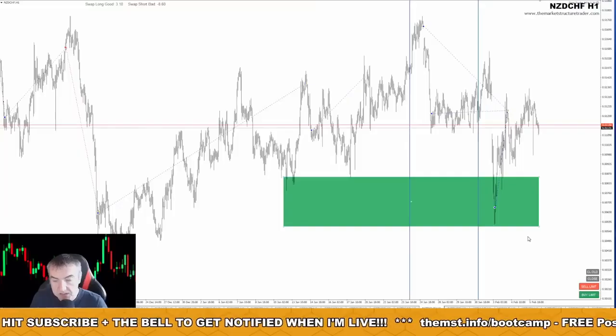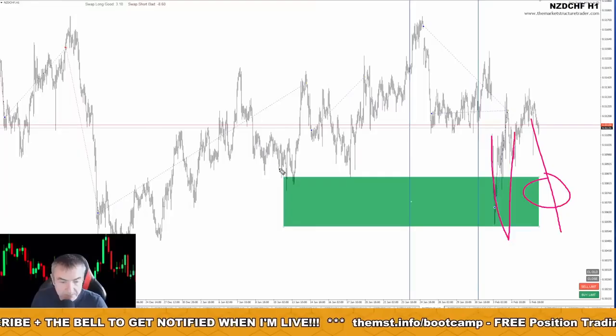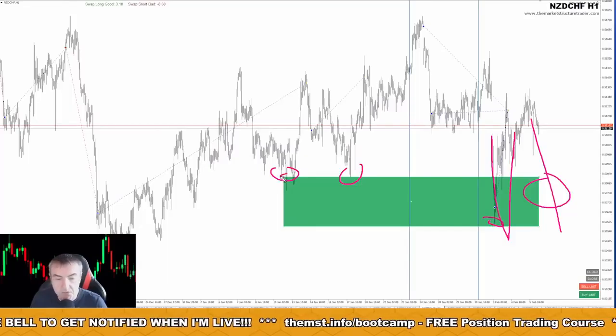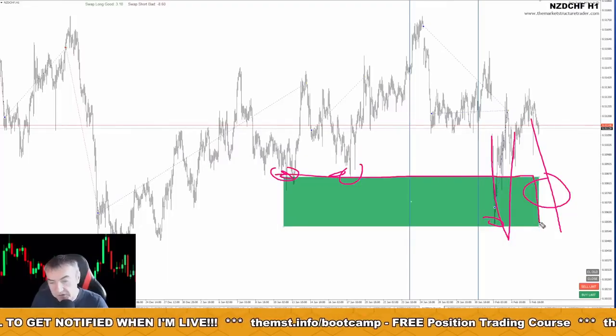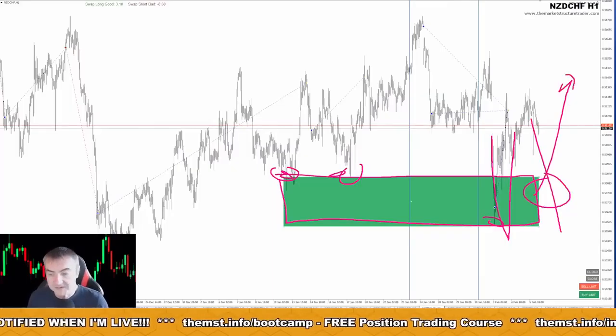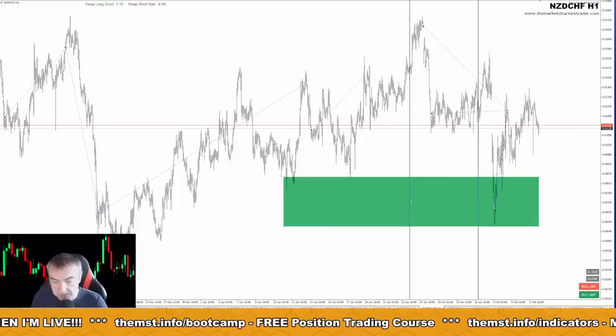New Zealand dollar Swiss, looking for longs on the lows. Again, this is a Trump. This was the previous non-Trump support. So this is Trump support, non-Trump support. I've just drawn a zone around the whole lot, and I just want to get in long at some point. So we'll see what happens. We'll get down there, hopefully. If not, if it goes up, it goes without me.